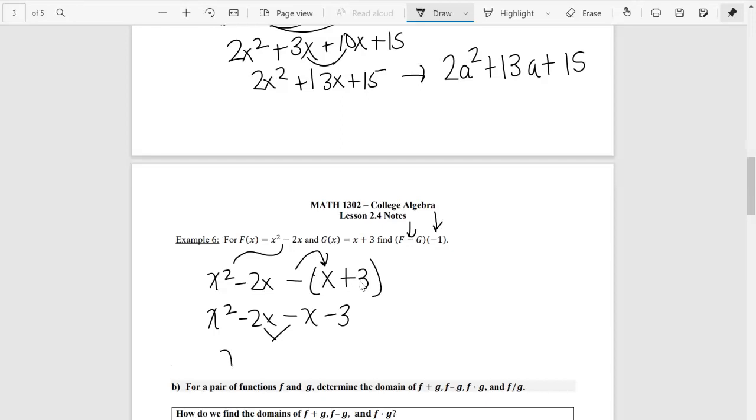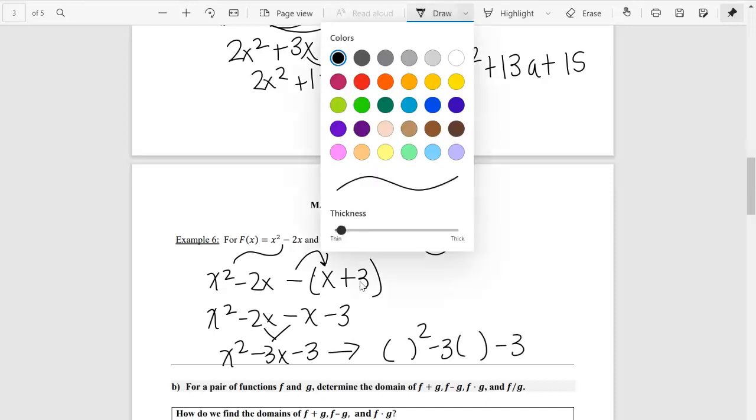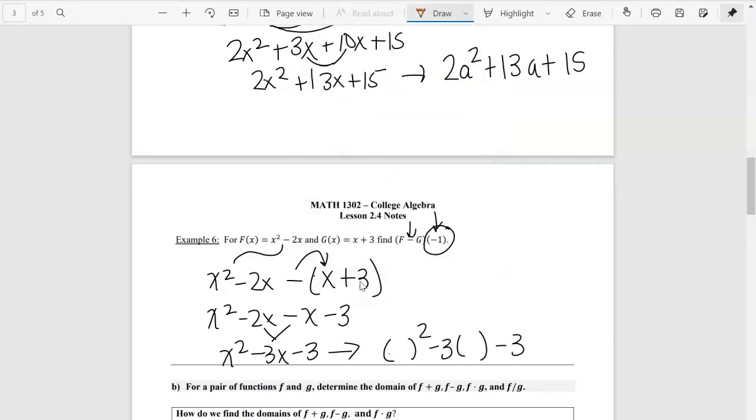We could combine these two things. So that would be x squared, negative 2x minus an x would be negative 3x, minus 3. Well, the last step is asking us to plug in the negative 1 wherever we see an x. So I'm going to leave my x's blank, and I'm going to put in a negative 1 wherever I had those. And that should give me my answer. So negative 1 squared is 1. Negative 3 times negative 1 is positive 3. So we would end up with 1 plus 3 minus 3. So we should just get 1.